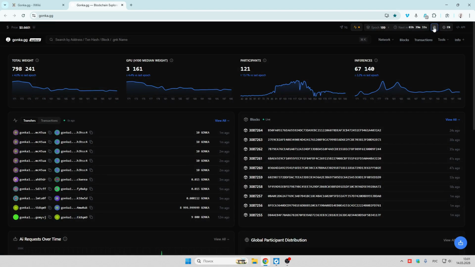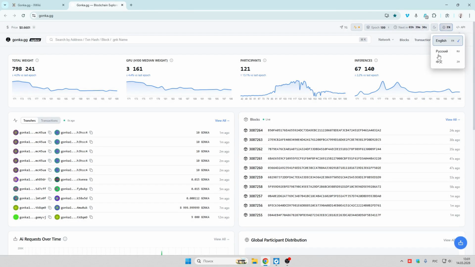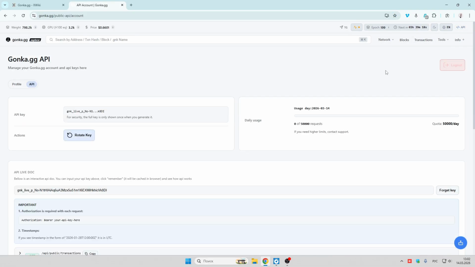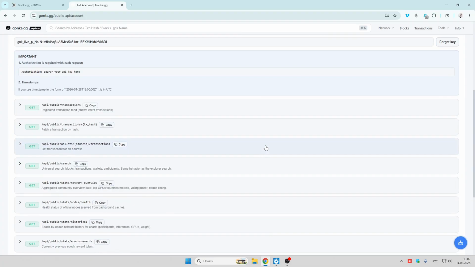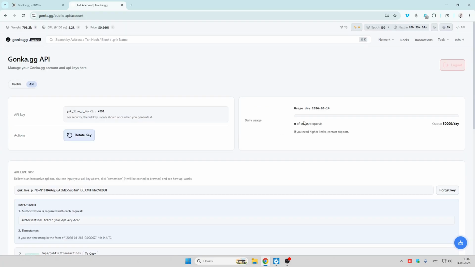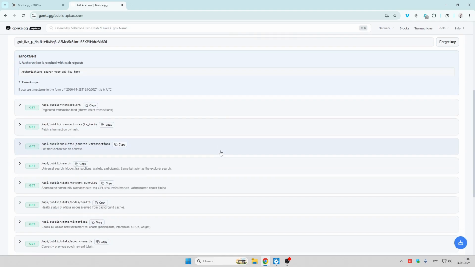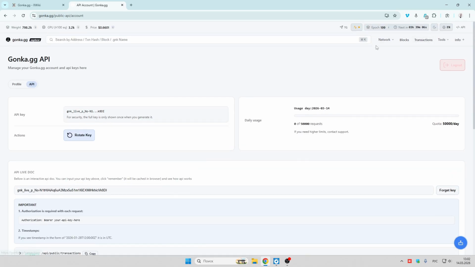This is the option to switch to dark mode. Here are different languages, Russian and Chinese. We'll be looking at it in English now. And here is the API, meaning you can access this data through the API. You can go there and register. You can get access. Moreover, they allow you to get a fairly large amount of API access for free for testing. All right, let's move on then.